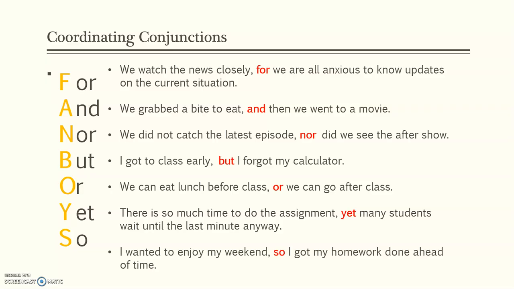Let's look on the right side of the word for. We are all anxious to know updates on the current situation. We have our subject we, we have the verb are, and that's a complete thought. That can be its own sentence. In order to split these two complete thoughts, we have a comma, but remember, you can't just use a comma. That's a comma splice. So we have our nice little Fanboys conjunction that makes sense right there.